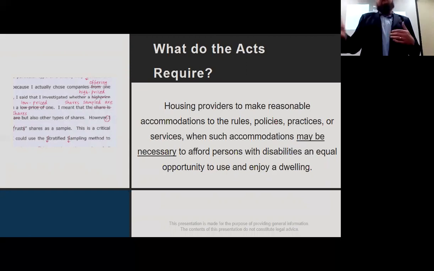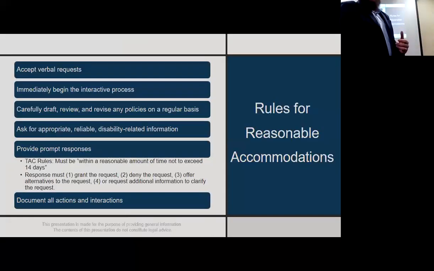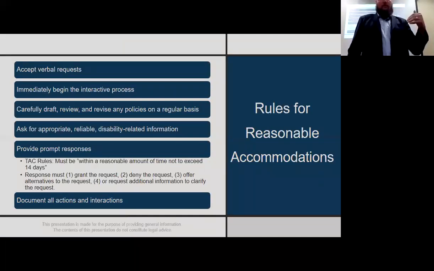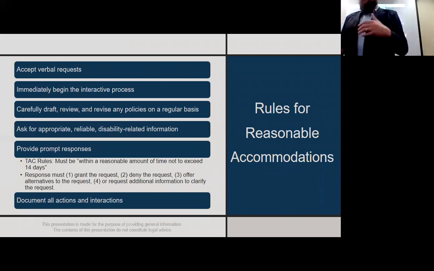So just because you're disabled doesn't mean that you don't have the opportunity to rent an apartment, doesn't mean you don't have an opportunity to rent a house. So you just have to find ways and accommodations to make that work. So what do you do as a landlord to make these changes, to make these accommodations, to find out this information?